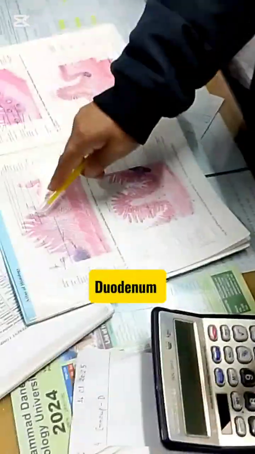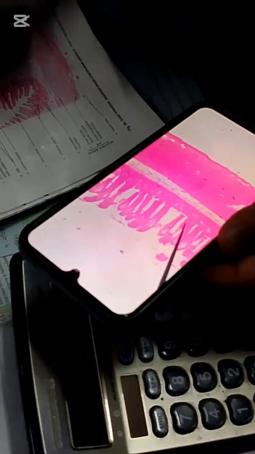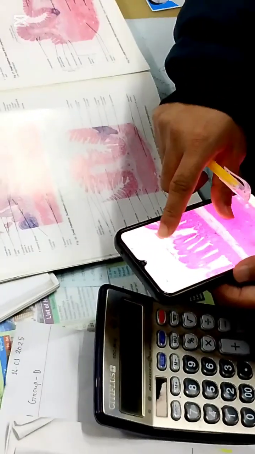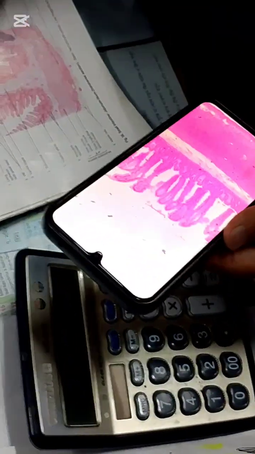Do you know villi? These are finger-like projections. These are villi, and the wall of the villi contains microvilli. These are microvilli, tiny hair-like structures.